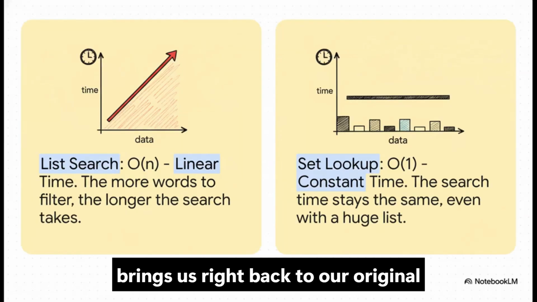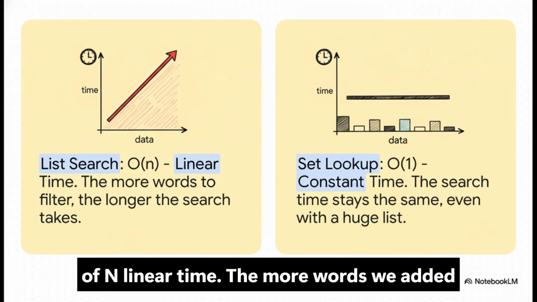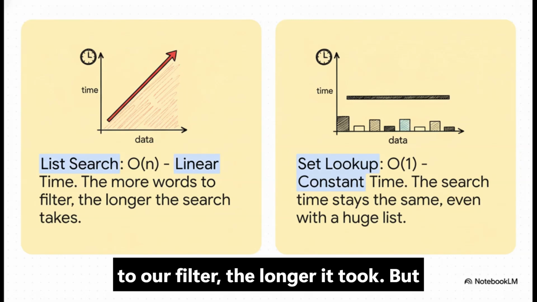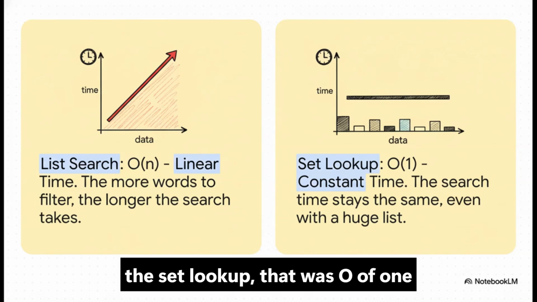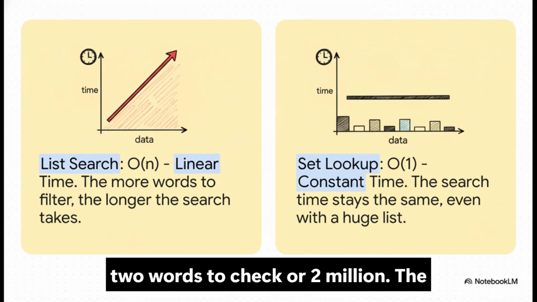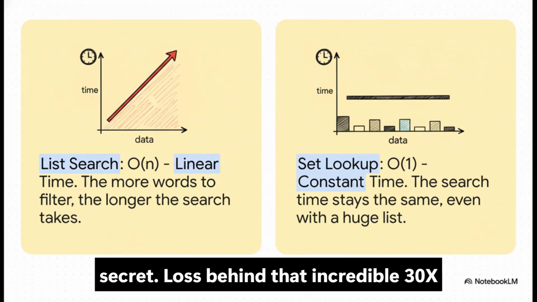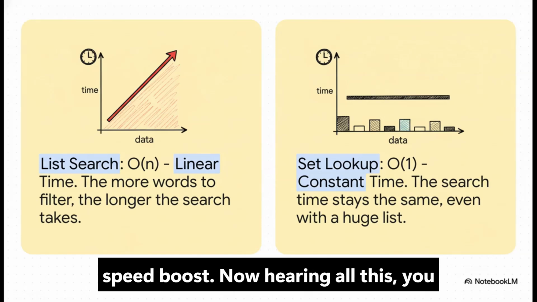And this brings us right back to our original problem. That slow list search was O(N), linear time. The more words we added to our filter, the longer it took. But the set lookup was O(1), constant time. It didn't matter if we had 2 words to check or 2 million, the lookup time was pretty much instantaneous. And that is the secret sauce behind that incredible 30x speed boost.